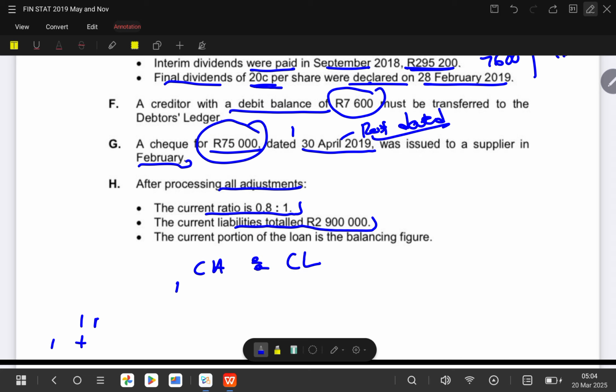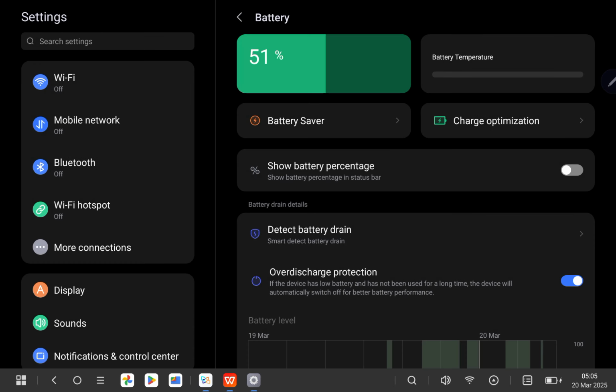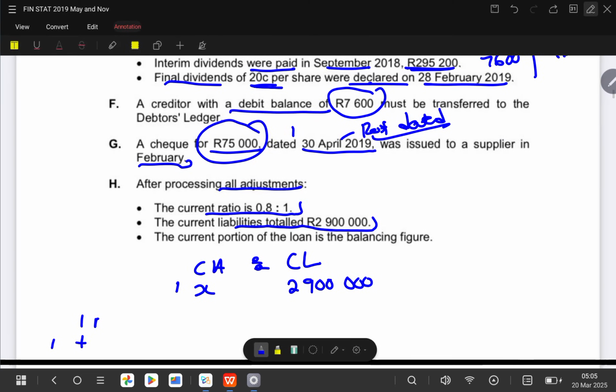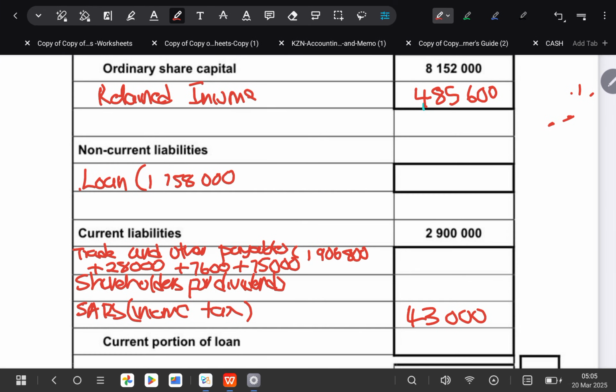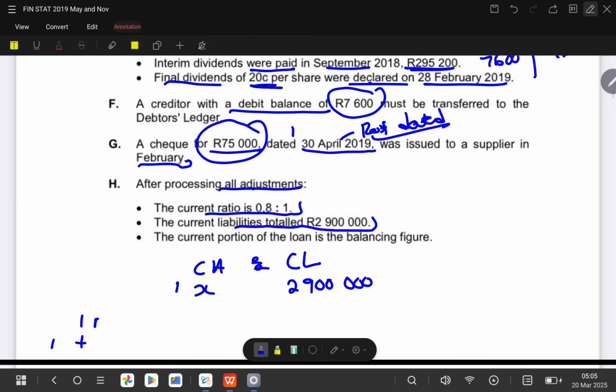You plug in what you have. They gave you current liabilities, which is 2,900,000, and then your current assets is your X. You don't have it. So your current assets at the present moment is an X. You don't have it.